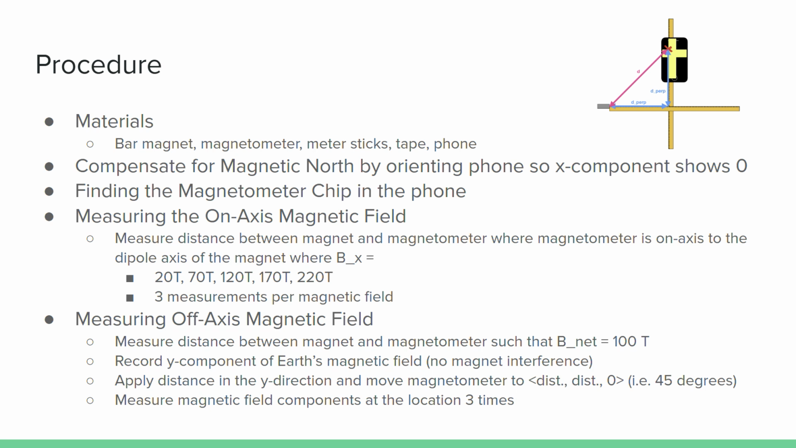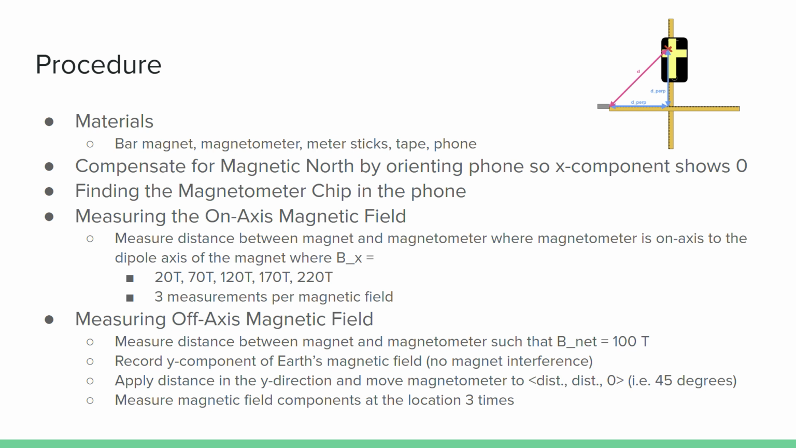meter sticks, tape, and phones. We compensate for the magnetic north by orienting the phone so that the x component shows 0. We then find the magnetometer chip in the phone with the described procedures, and we measure both the on-axis and the off-axis magnetic field with the procedures described below, where we measure the distance between the magnet and the magnetometer, where the magnetometer is on the dipole axis of the magnet, where the x component of the magnetic field is equal to 20 microteslas, 70 microteslas, and all the way to 220 microteslas. And we record the distance at each of these.